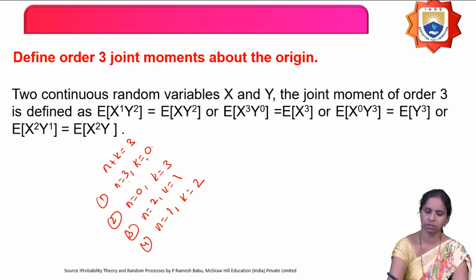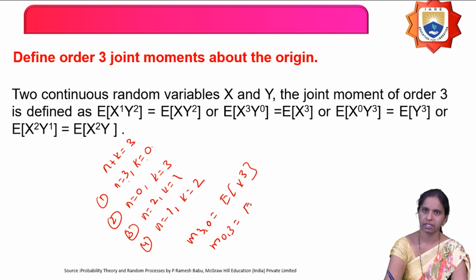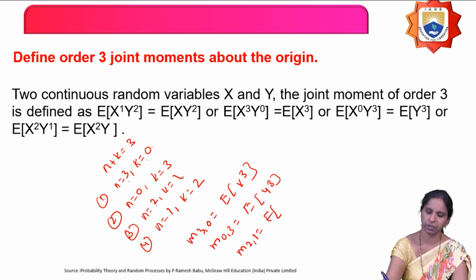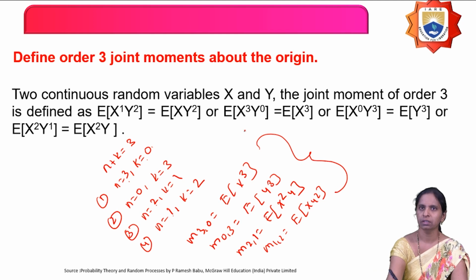What is the first one? n equals 3, k equals 0, nothing but m3 comma 0 equals expectation of x cube. And m0 comma 3 equals expectation of y cube. Then m2 comma 1 equals expectation of x square and y power 1. And n equals 1, k equals 2 means m1 comma 2 equals expectation of x into y square. So these are called the third order joint moments about the origin.